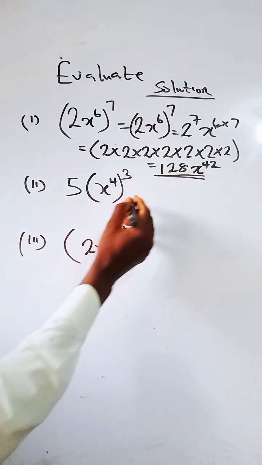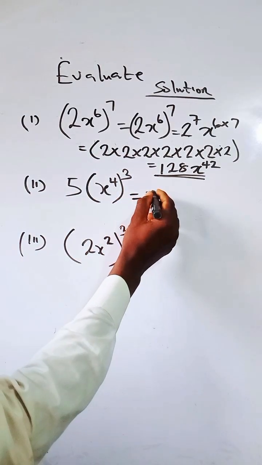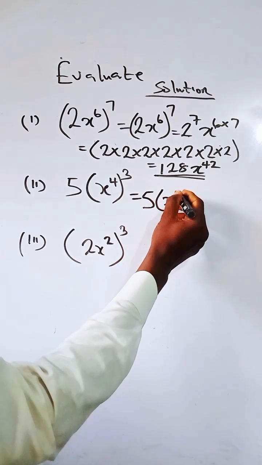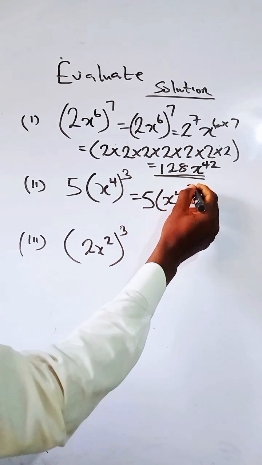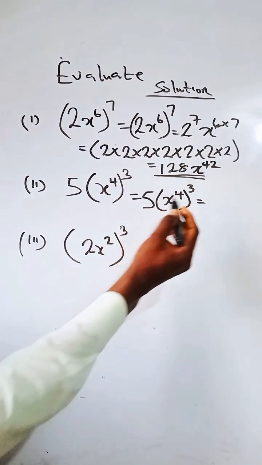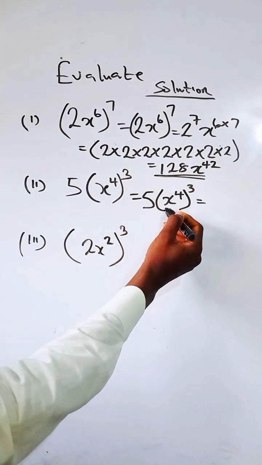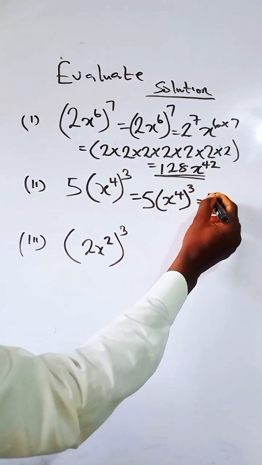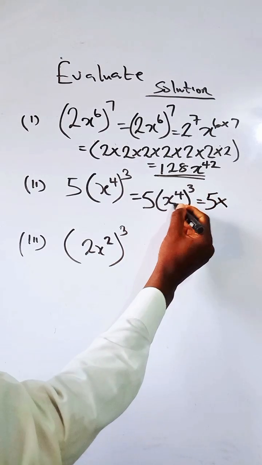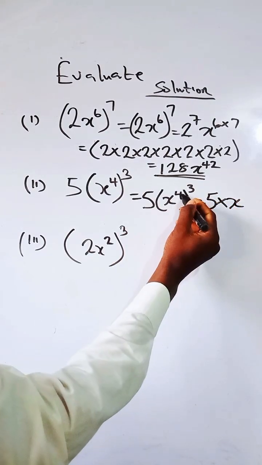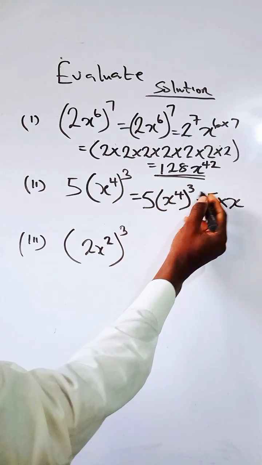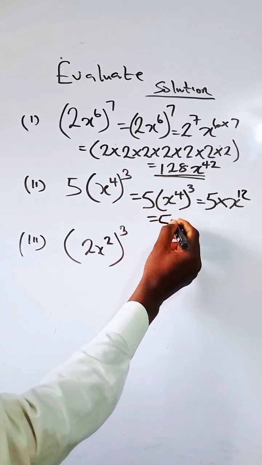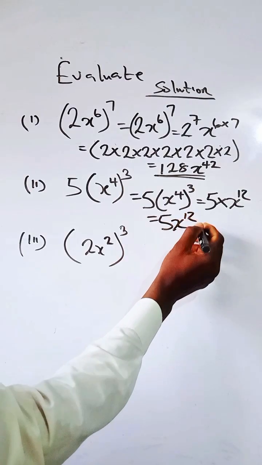For the second one, we have 5 times the bracket x, 4 raised to power 4, raised to power 3. This power affects the bracket alone, not 5. So we have this as 5 times x, and we have multiplied the power. For 4 times 3, we have 12. So we have 5x raised to power 12.